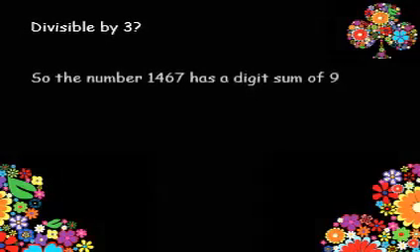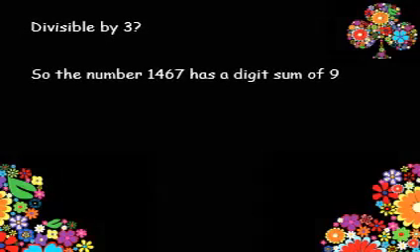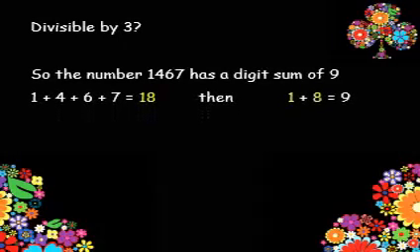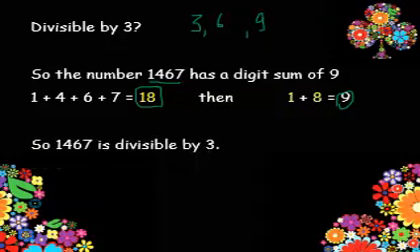For example, you have here the number 1467. If you add the digits, I'm going to add 1 plus 4 plus 6 plus 7. Those are the digits of the number. If you add them, I got 18. If you re-add this number, 1 plus 8, you're going to get 9. And then it's divisible by 3. So keep in mind, the sum should be 3, 6, or 9. Then I will say that this number is divisible by 3.